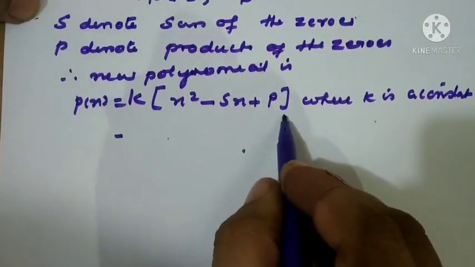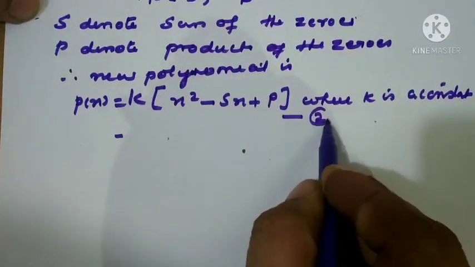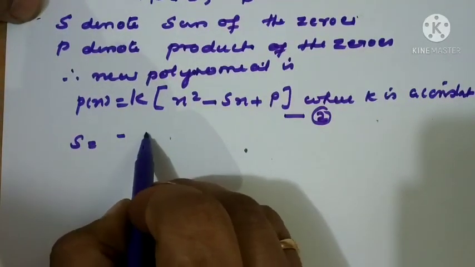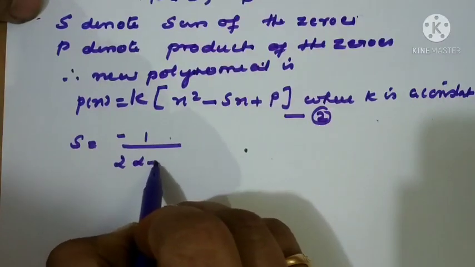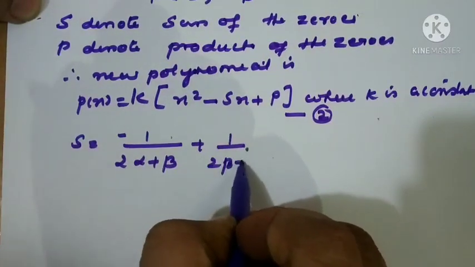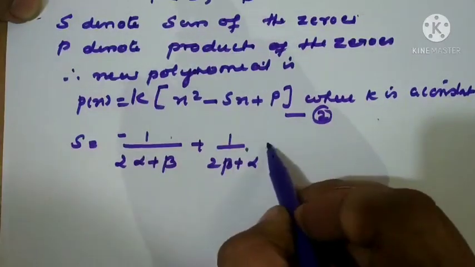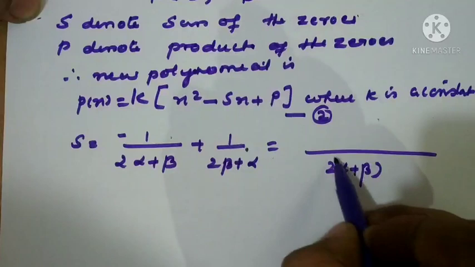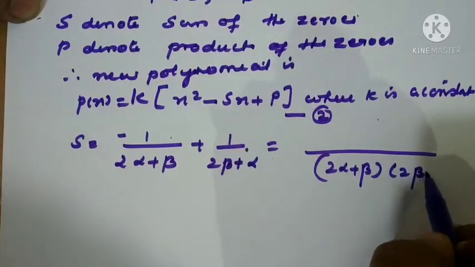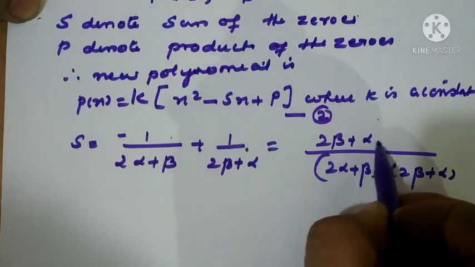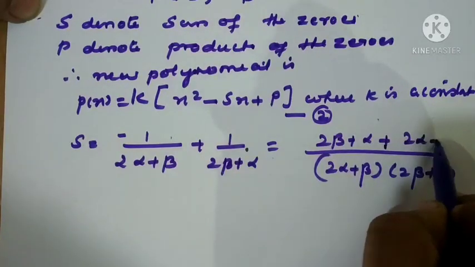But we don't know s and p, so we will calculate. S is the sum of the zeros, that means 1 by 2 alpha plus beta plus 1 by 2 beta plus alpha. Take the LCM: 2 alpha plus beta into 2 beta plus alpha. Numerator: 2 beta plus alpha plus 2 alpha plus beta.